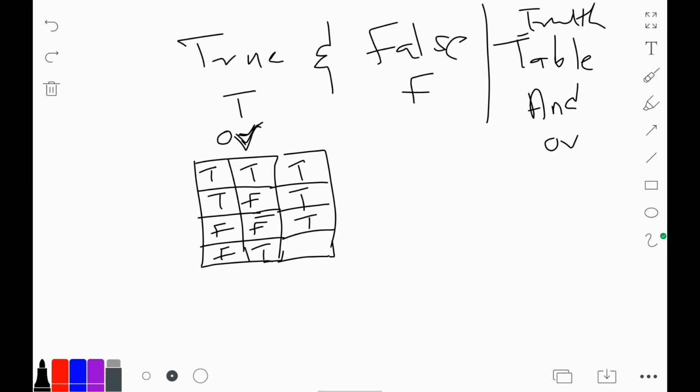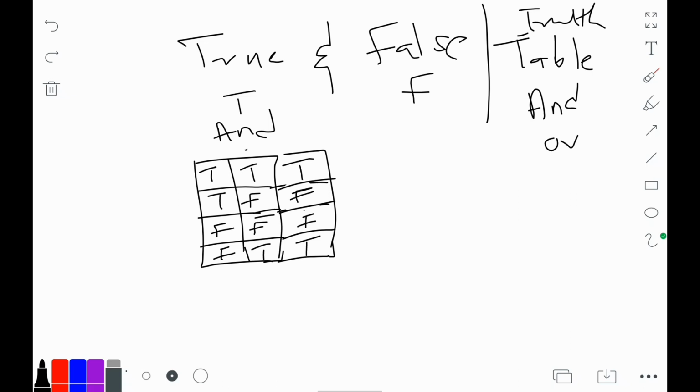Let me rewrite it properly. False and false becomes false, and false and true becomes true. So this is the table for or. I'm going to erase here. Now if we have to write the table for and: true and true is true. True and false is false, and false and false.